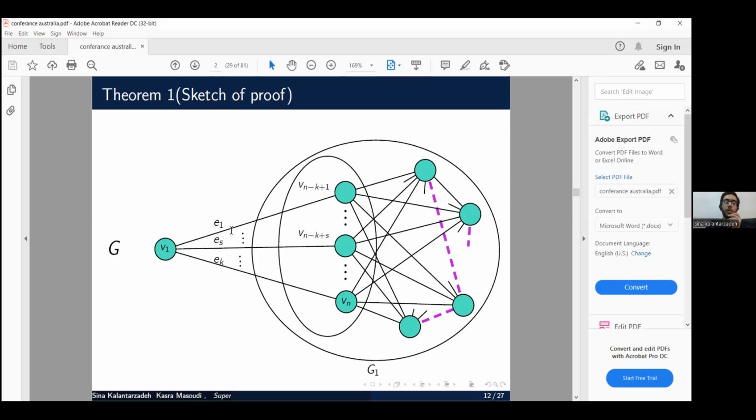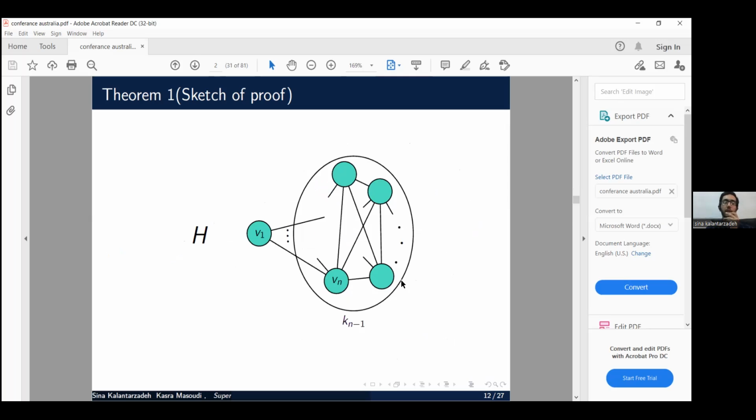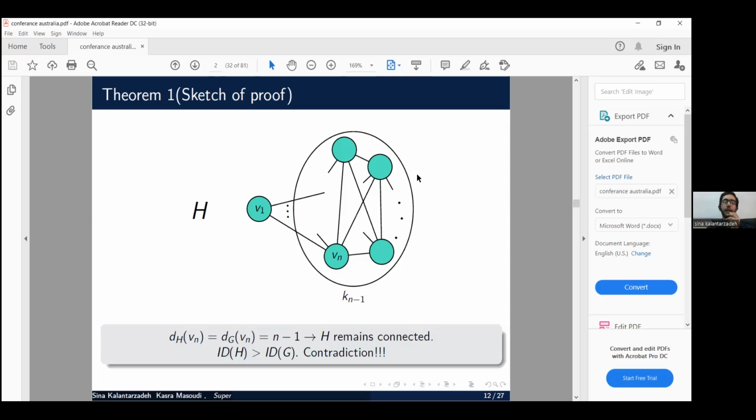and as before, we delete edges E1 to ES from G and add them to graph G1 to make it a complete graph, which you can see that H turns into this graph, and again we can see that H remains connected with this change, and also in the same scenario, ID of H is greater than ID of G. And again, we run into a contradiction.